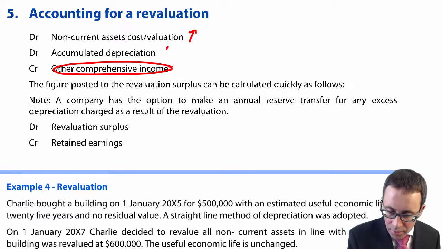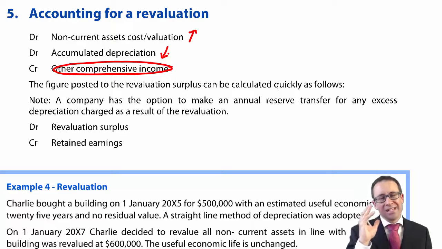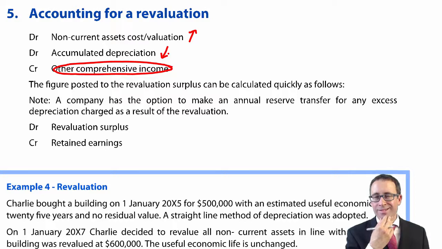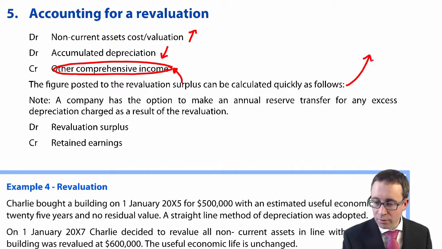Don't forget as well that you need to remove the accumulated depreciation. Accumulated depreciation is a credit balance, so to remove a credit balance you need to debit it. Okay, don't worry too much about the debits and credits. I'll draw up a standardized working for you to help you with the revaluation, but just be careful. It does say there that the figure posted to the revaluation surplus, through OCI, can be quickly calculated as follows.